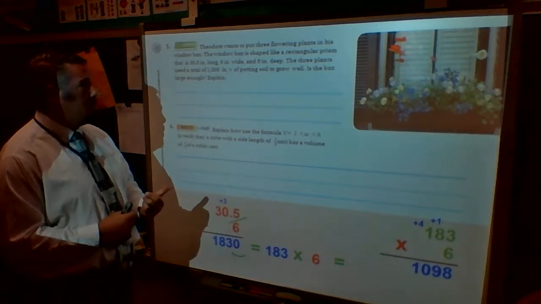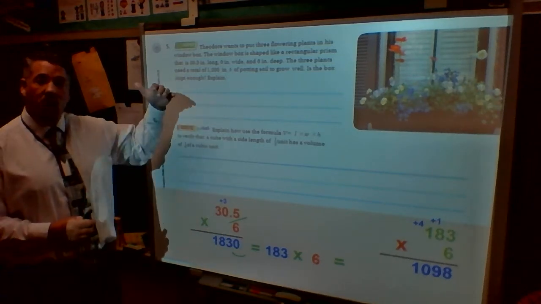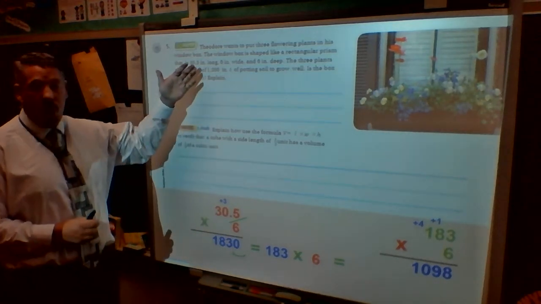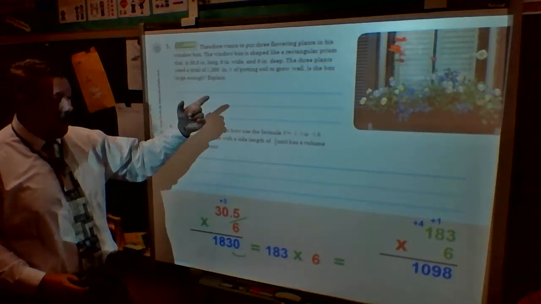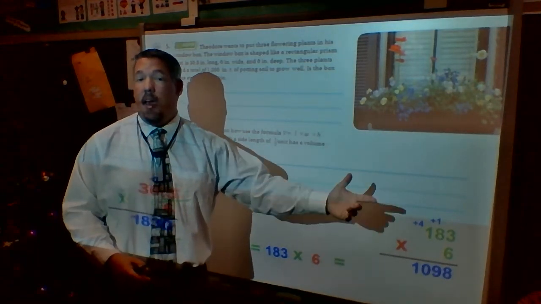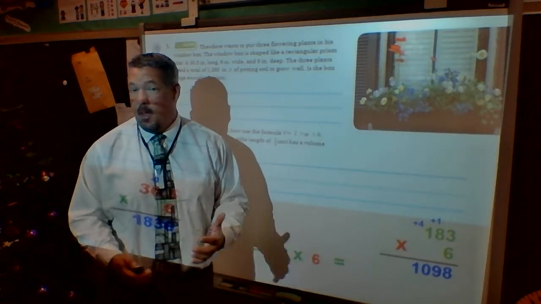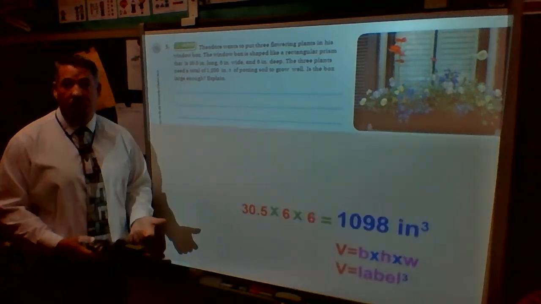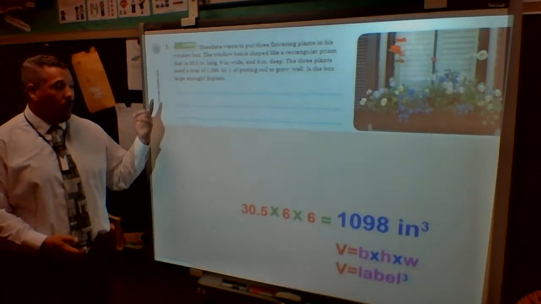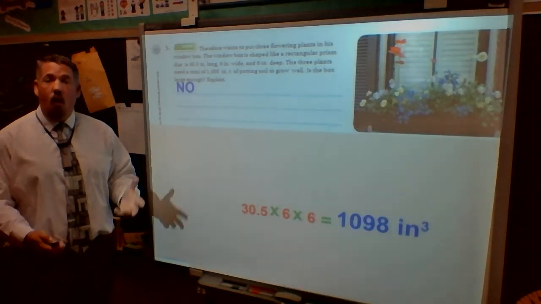So now look at the question. In order for these flowers to be healthy, they have to have 1,200 cubic inches of soil. His box only holds 1,098 cubic inches of soil. Is it big enough? Now I look at my answer. It's a yes or no answer, and in this case, it's going to be a no. The answer is no, and why?